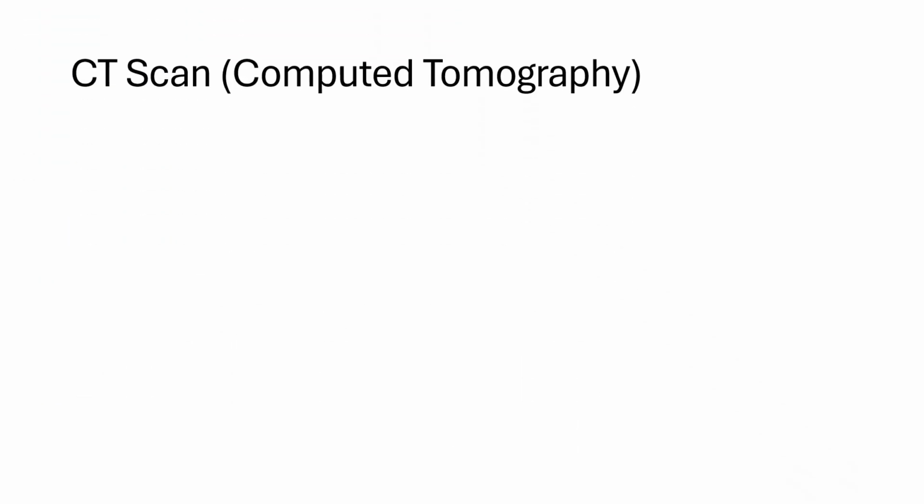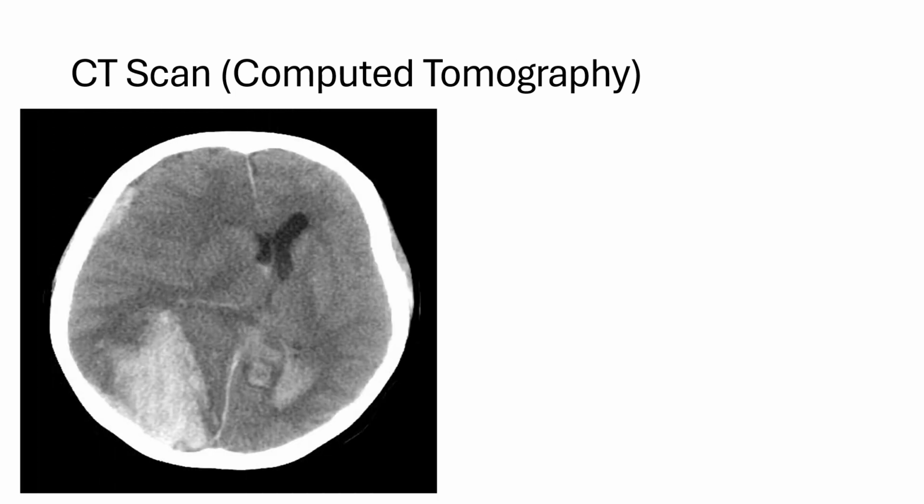Now another modality of investigation is CT scan or computed tomography. It is extremely important in severe trauma and acute neurological emergency. It is very sensitive for detecting intracranial hemorrhage. As we can see in this image, this white area is intracranial hemorrhage.